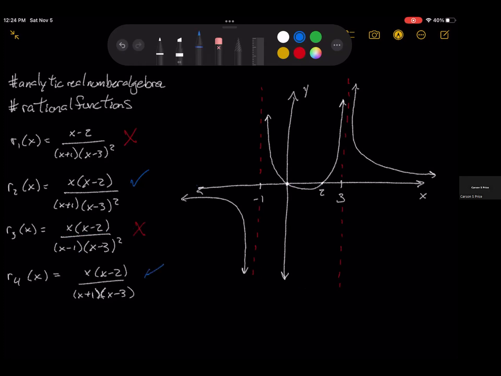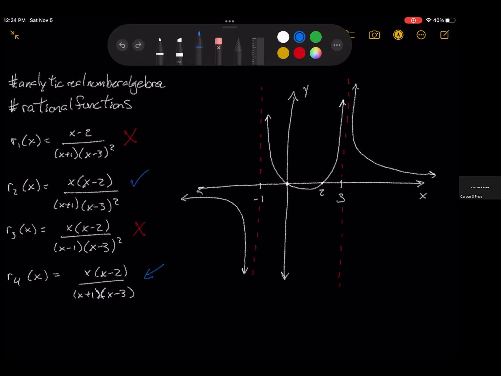All right, what about R4? Let's make sure this isn't the right one. My zeros are good. I'm supposed to have a zero at 0 and a zero at 2. And how are my asymptotes? This factor here does give me a vertical asymptote at -1. This factor here does give me a vertical asymptote at 3. But if I observe the multiplicities of these asymptotes, I see that they don't quite match up. This factor occurs once, so it has odd multiplicity, which is good because my function does that as well.